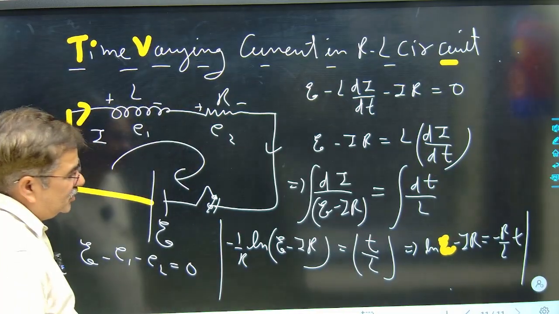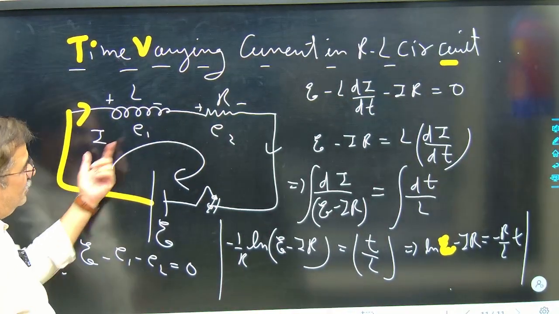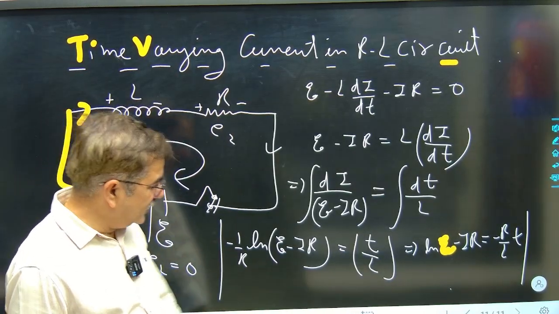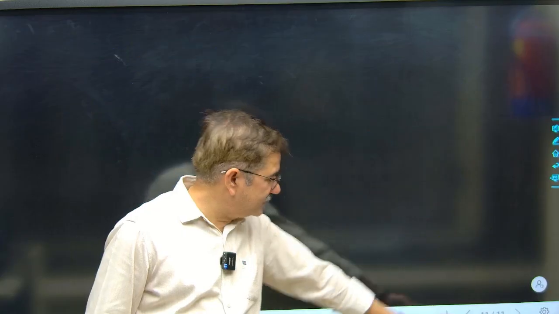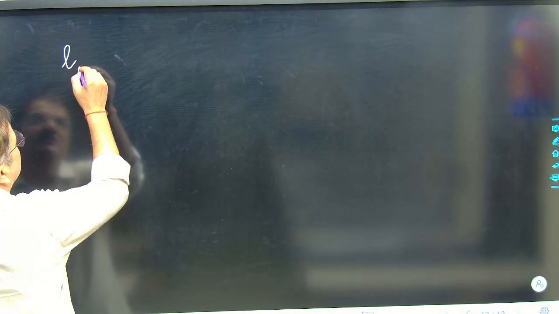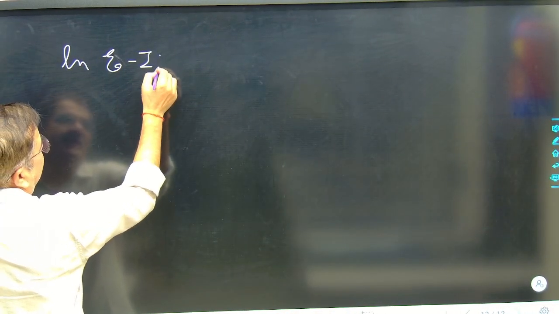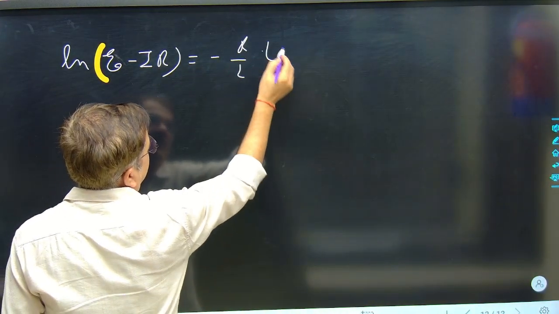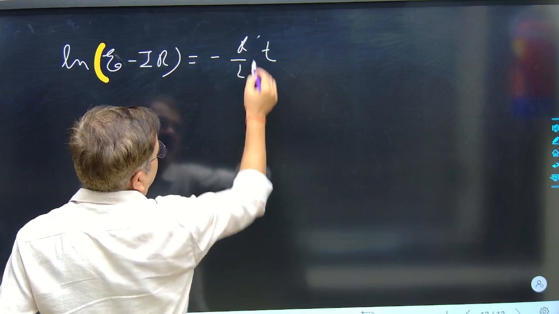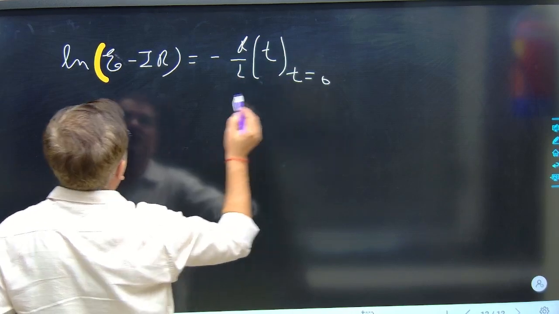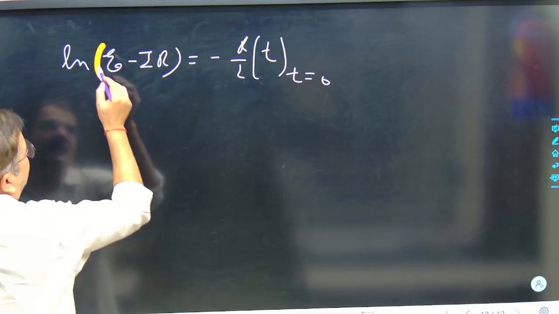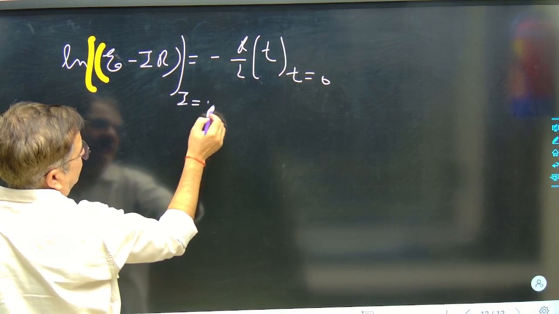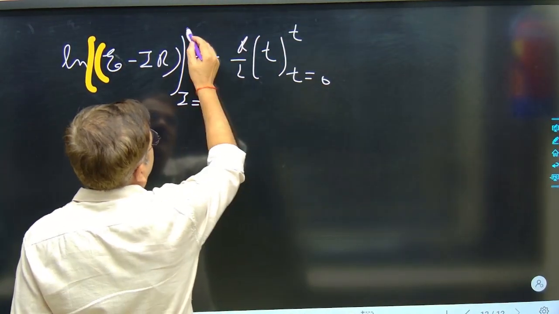Now I will put the conditions. At T equal to 0, no current is flowing. After a certain time some current is there. So I will put this formula on the next page. ln of E minus IR is equal to minus R by L into T. This expression we have. Now we put the condition for T equal to 0: the current flow in the circuit is 0. For any time T, the current is I.